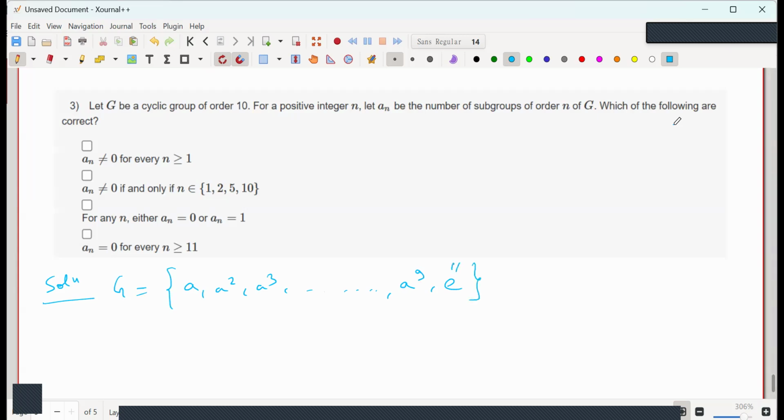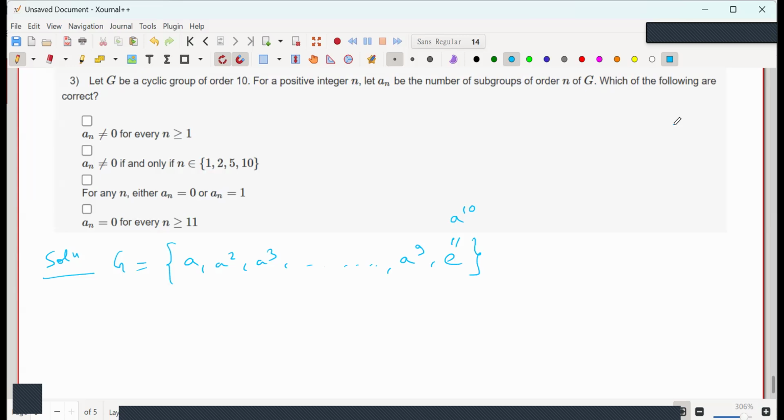Okay. So will it have a subgroup of order 3? No. Why? Is A3 non-zero? One of you is correct. So Pranjana is saying no. Manu, you want to say yes, right?